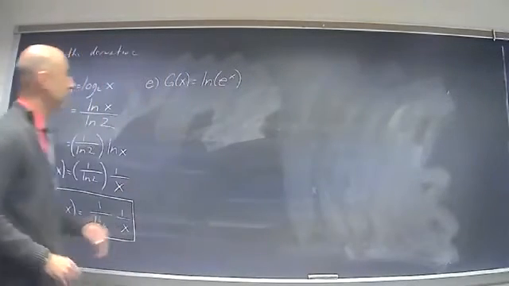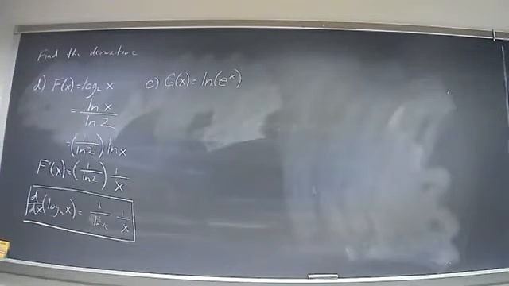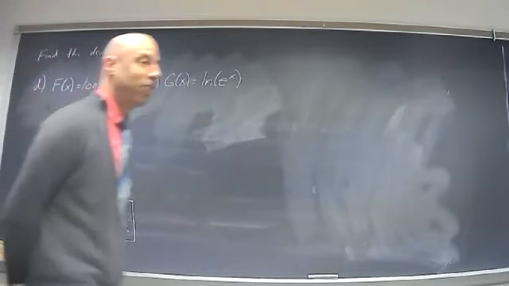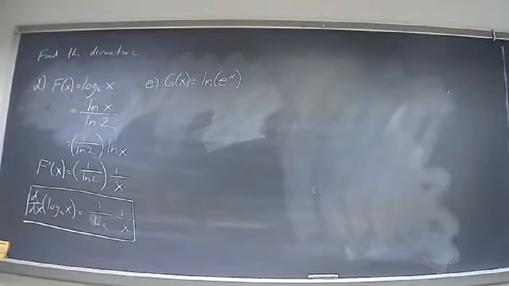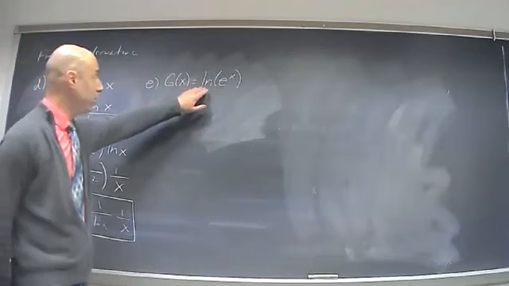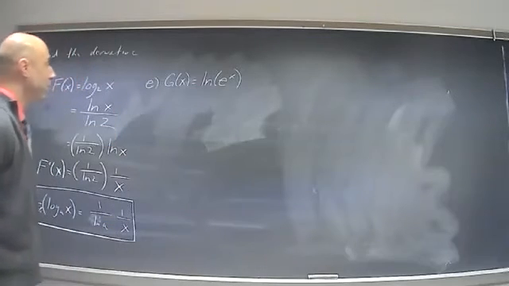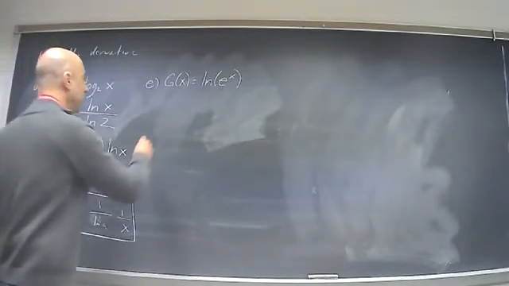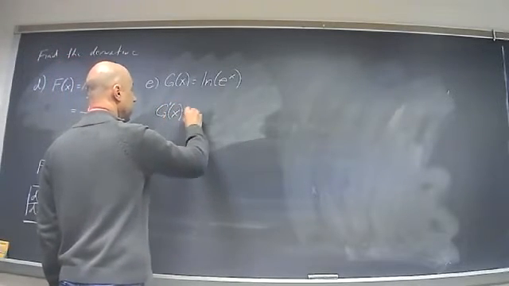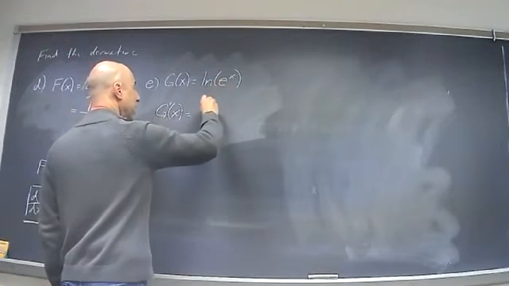And one more before we move on to the next section. Here we have a clear inside part and an outside part. Excellent practice for the chain rule. So remember, the chain rule says take the derivative of the outside part first, leaving the inside part exactly as it is, then multiply by the derivative of the inside part. So the derivative of natural log of something is 1 over that something.